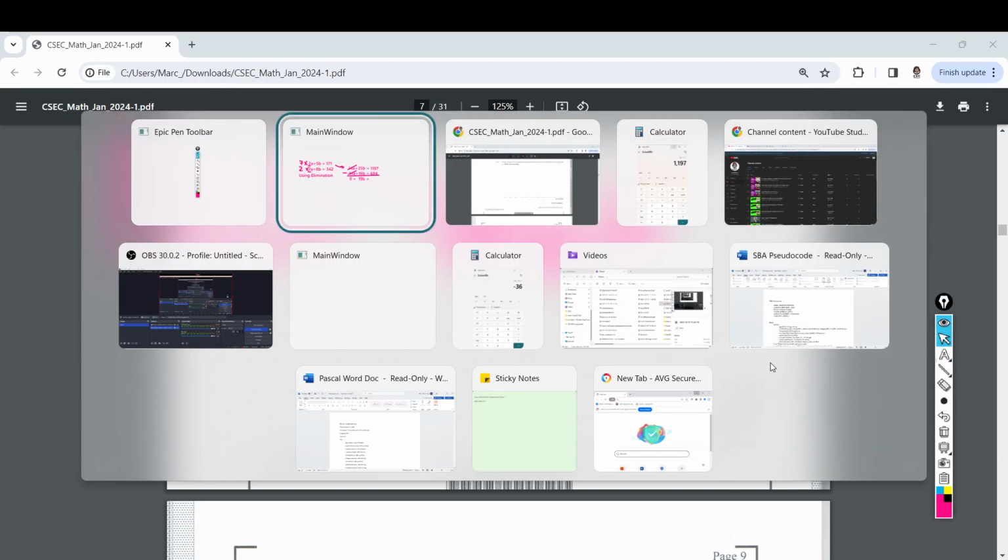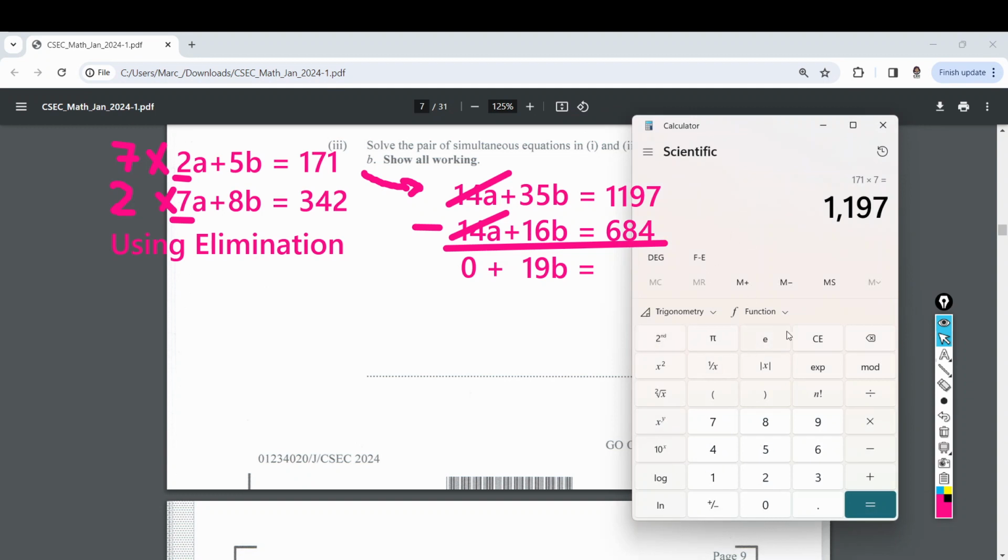1197. Sorry about that, guys. Back to the calculator. I need to say 1197 minus 684, and I'm gonna get 513. All right. Now, so 19b is equal to 513. So b would be equal to 513 divided by 19. 513, not 519. All right, and then we're gonna divide this by 19 now to get our answer for b, and the answer is 27. So b is equal to 27.